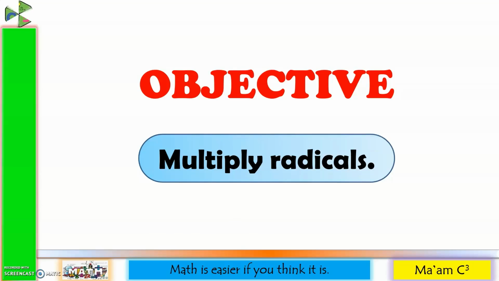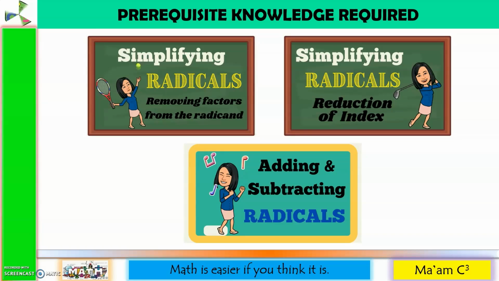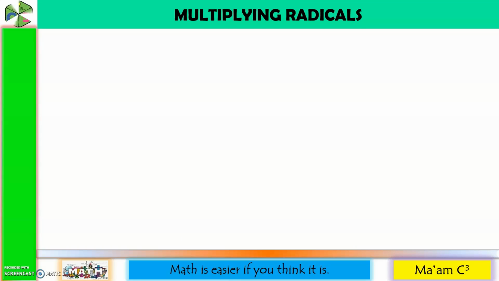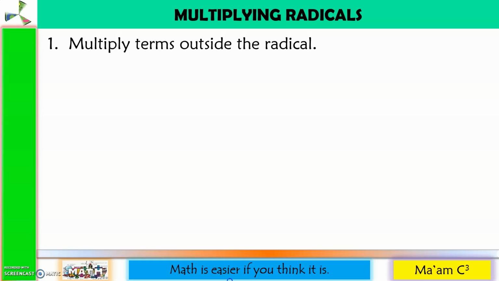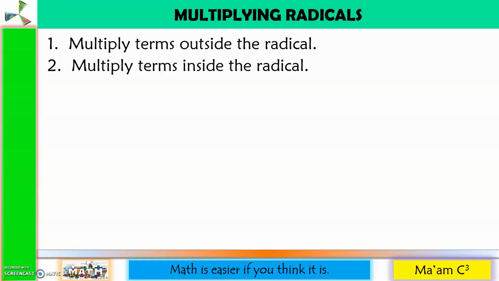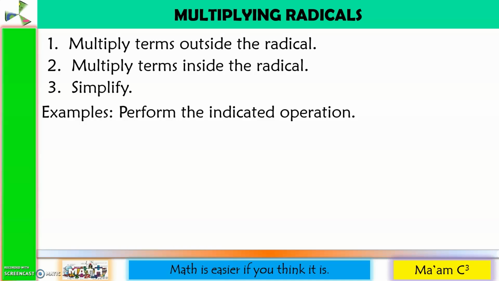Our objective in this lesson is to multiply radicals. Prerequisite knowledge required are simplifying radicals and adding and subtracting radicals. In multiplying radicals, we follow 3 steps. Step 1, we multiply the terms outside the radical. Step 2, multiply the terms inside the radical. And step 3, simplify. Let's have an example.